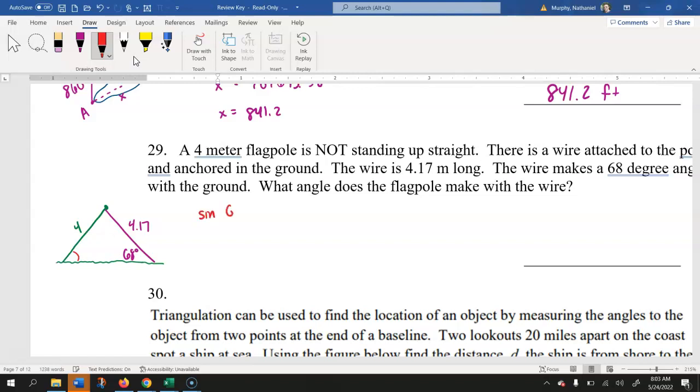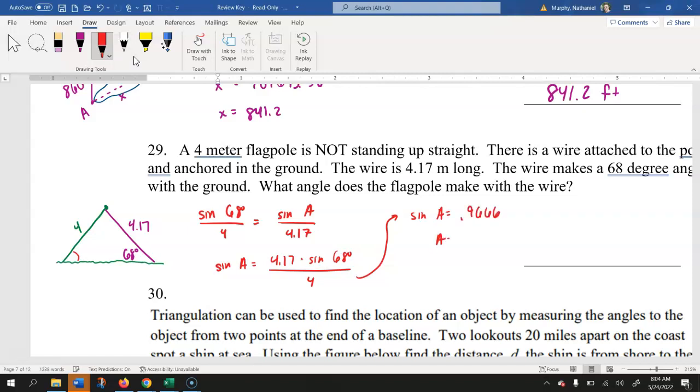So it's going to be the sine of 68 degrees over 4 equals the sine of, we'll just call that missing angle, angle A, over 4.17. So then we're going to cross multiply. So we'd have sine of angle A equals 4.17 times the sine of 68 degrees over 4. Let's do the rest of this over here. When you do that on your calculator, you're going to get a decimal of 0.9666. Take the inverse sine of that, and you get 75.1 degrees.